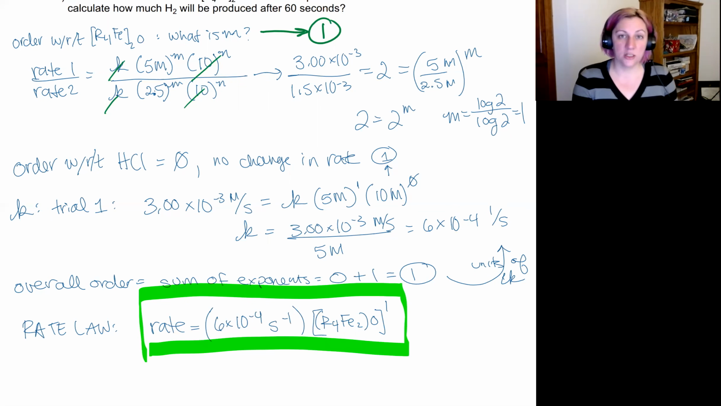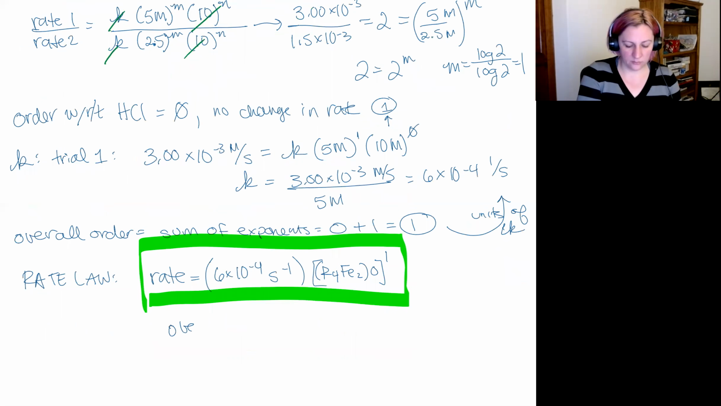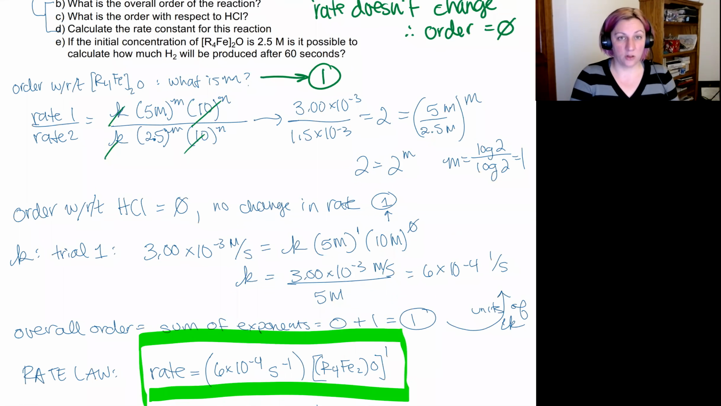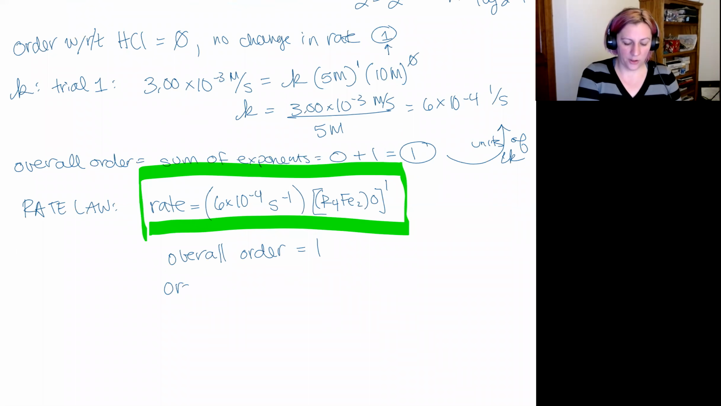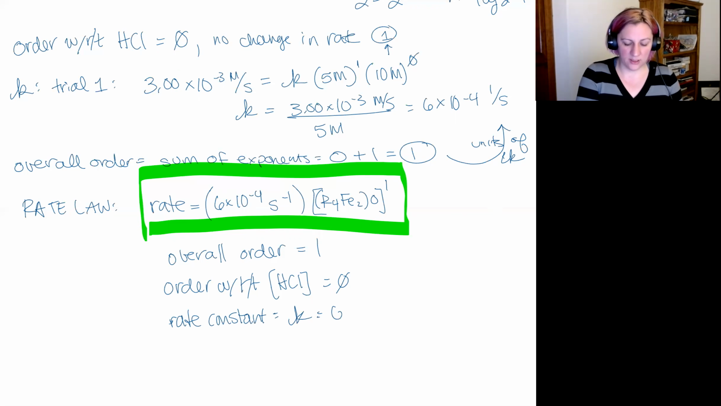Answering a few other questions here. So that's my rate law. The overall order of the reaction we learned was 1. Let's see, our other question is asking, what's the order with respect to hydrochloric acid? So the order with respect to hydrochloric acid concentration is 0. Our rate constant, which is K, was equal to 6 times 10 to the negative 4th inverse seconds.